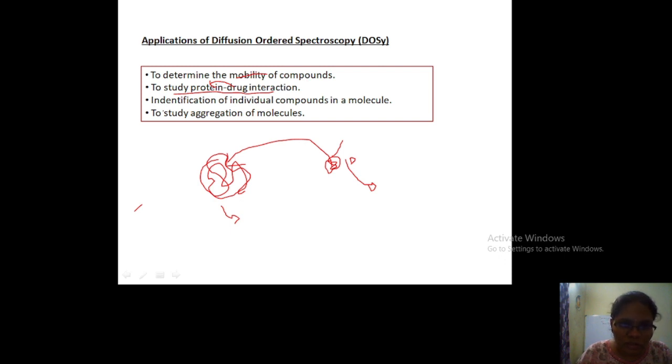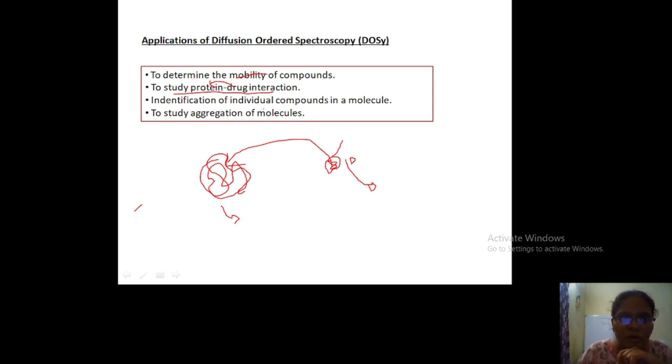Let us see the next application, identification of individual compounds in the mixture. So if you are given a mixture of compounds, we know that in 1D spectra, you cannot differentiate that this peak corresponds to a particular compound and this peak corresponds to the other compound. That's not possible using 1D spectra, right? So what can you do?